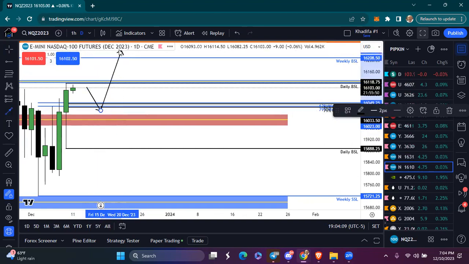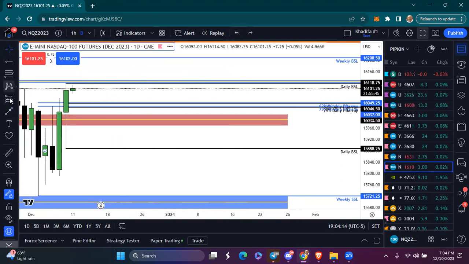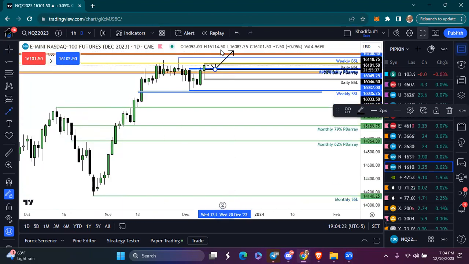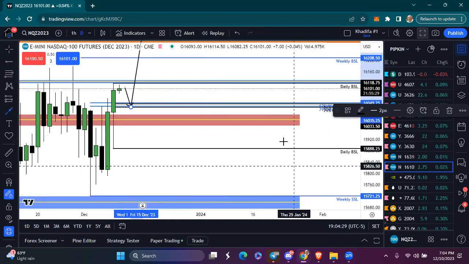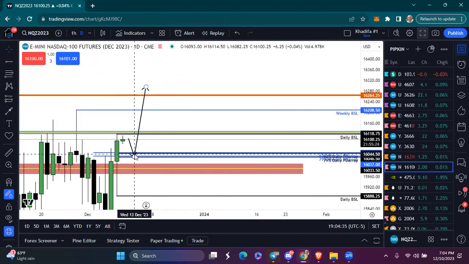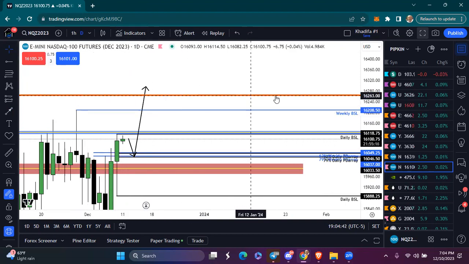Boom, out of there, right? Something like this. Just like that, ladies and gentlemen. Want to see us pull back down into those discount PD array levels from Friday's price range and take off to run weekly buy side liquidity, all time high level, and create a new high.